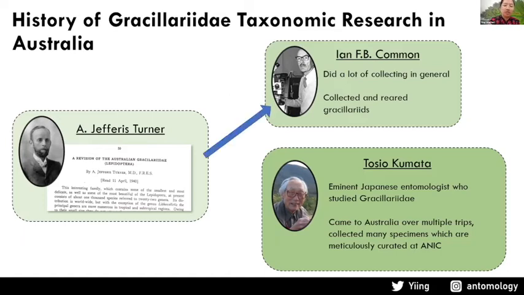And then more recently, Ian Common, who literally wrote the book on the Australian moths, did some collection and also read some Gracilariids. But the big gun in terms of Gracilariid research in Australia was actually Dr. Toshio Kumada. He read a lot of specimens and did a lot of collection and dissections, and we have a beautiful collection at ANIC thanks to him.